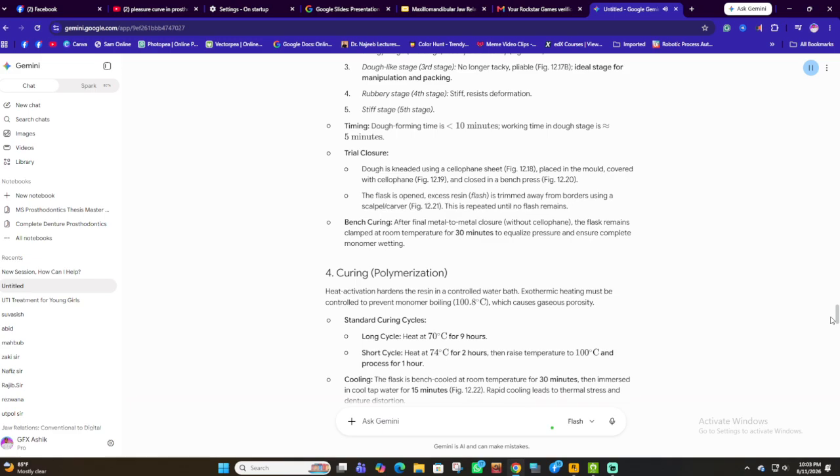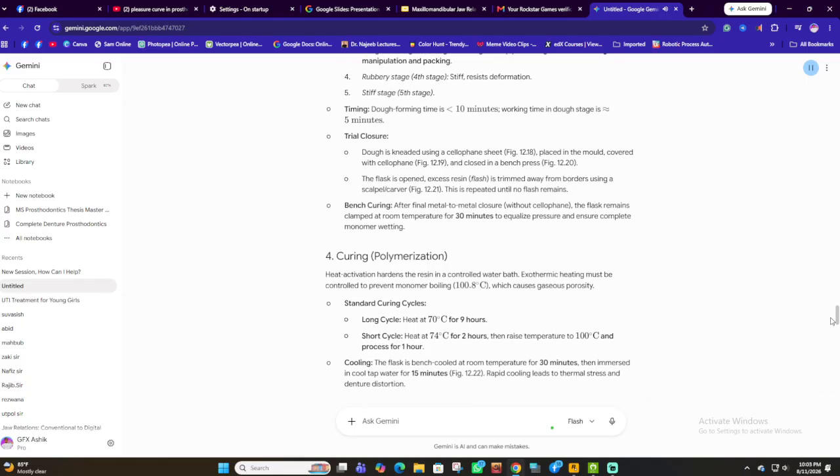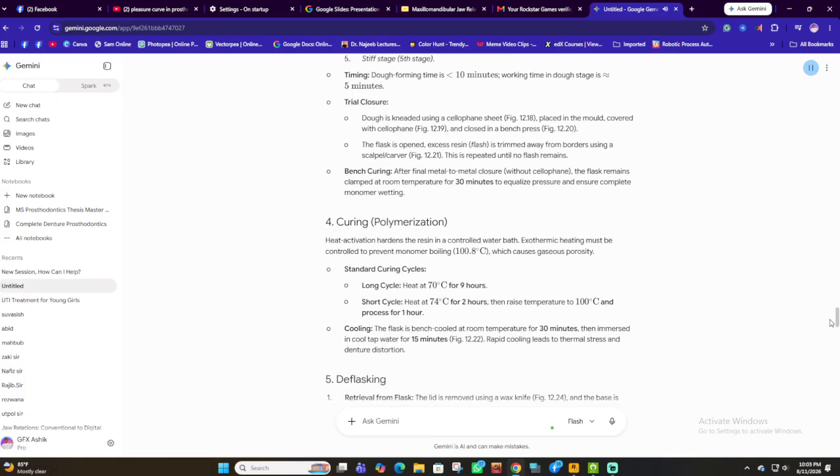Bench curing. After final metal-to-metal closure, without cellophane, the flask remains clamped at room temperature for 30 minutes to equalize pressure and ensure complete monomer wetting. 4. Curing, polymerization. Heat activation hardens the resin in a controlled water bath. Exothermic heating must be controlled to prevent monomer boiling, 100.8°C, which causes gaseous porosity.